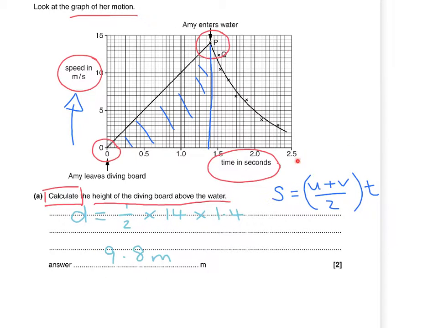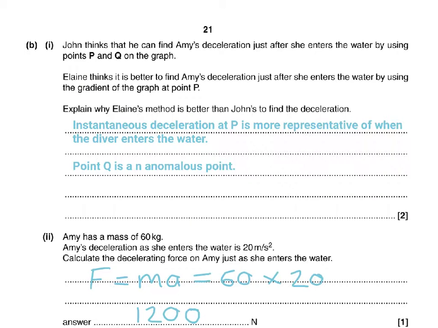If you use exactly the same thing in the equation, you would have used U as being 0 because the starting speed was 0. You would have used the final velocity from this actual graph here, so that would have been V divided by 2 and then times it by T, which would have been 1.4. So you would have had to get these things from the graph, but you would have got the same result. Okay, so carrying on, B part 1. John thinks that he can find Amy's deceleration just after she enters the water by using points P and Q on the graph.